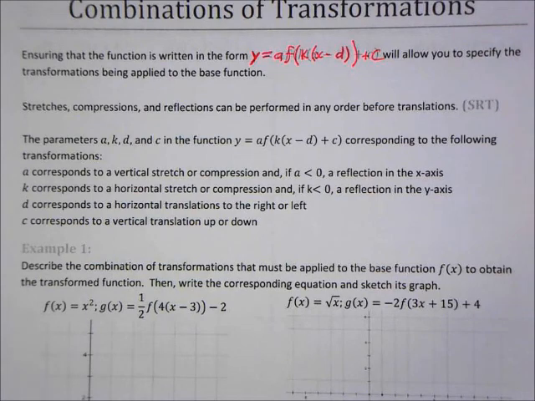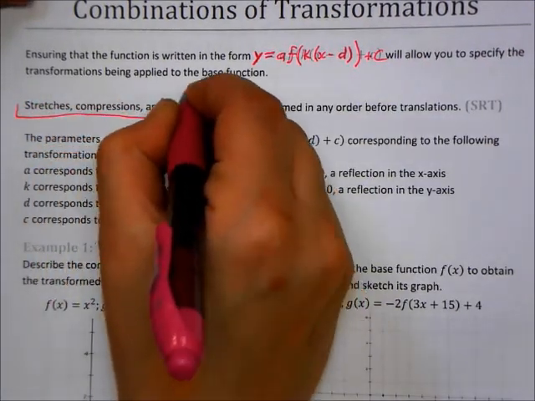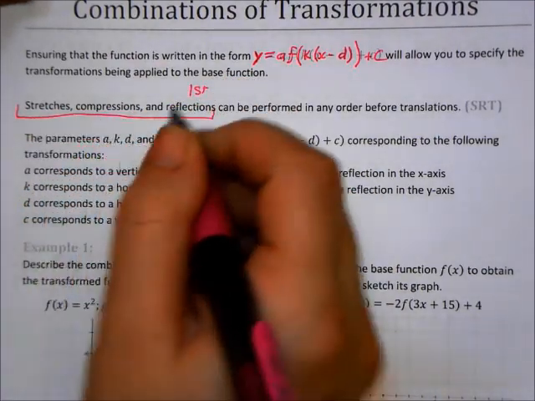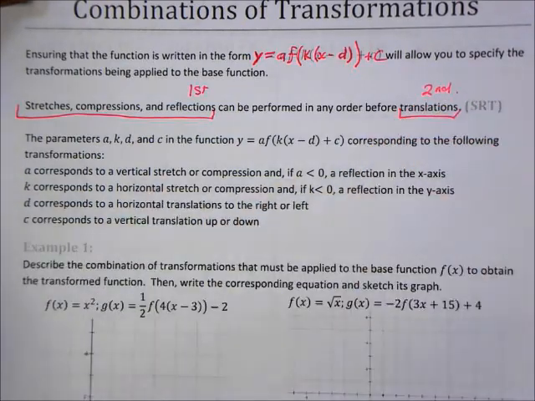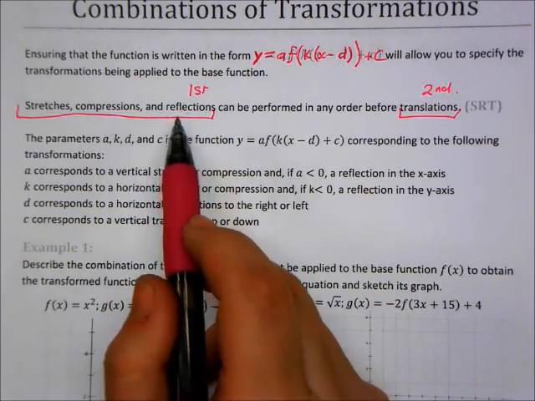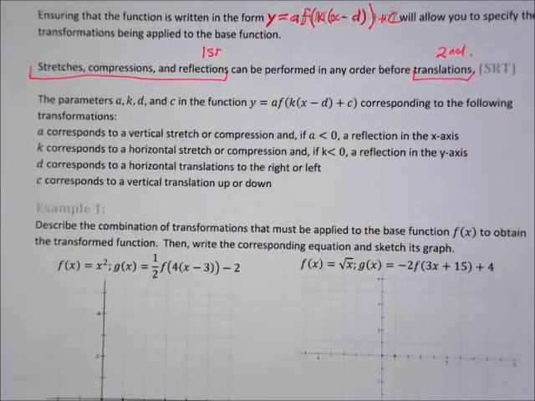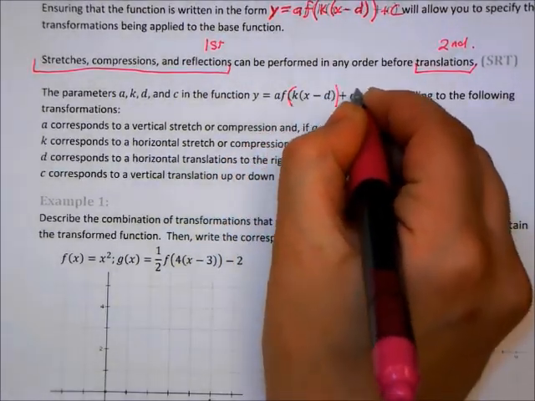Stretches, compresses, and reflections have to be done first. Doesn't matter which order, but all three of these have to get done before we can do any movements second. Never do this first and then these second. Stretchy first, move after. Let's do some review. Again, the bracket should be here, not there.